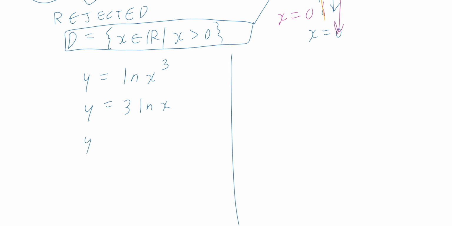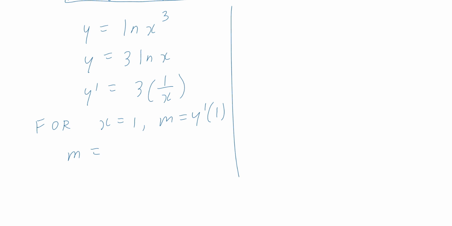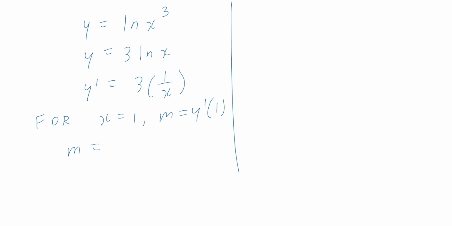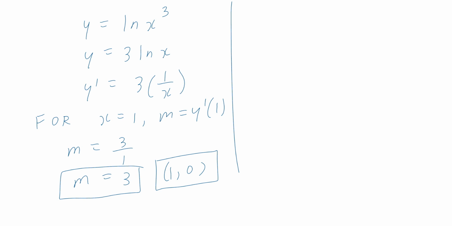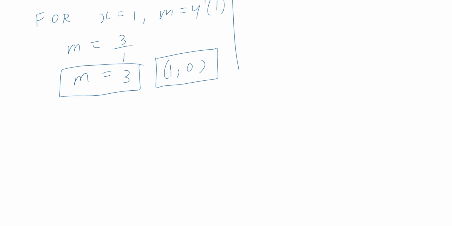So when I find the derivative y prime, that's going to be 3 times 1 divided by x. Again, since we know x equals 1, that is the x value for the POI, this means the corresponding slope is going to be m equals y prime of 1, which means this equals 3 divided by 1, or m is going to be 3. Now again, once you have the slope and the POI (1, 0), this goes back to grade 9 academic math.